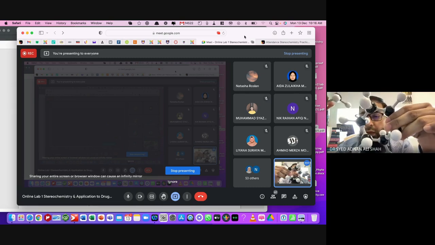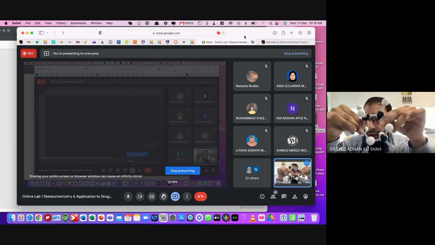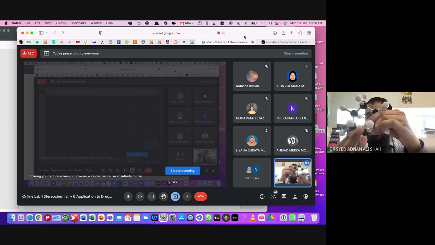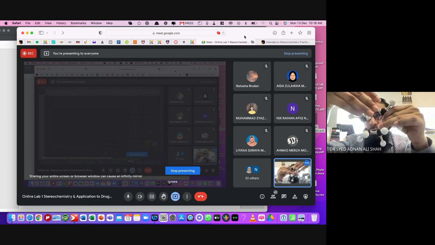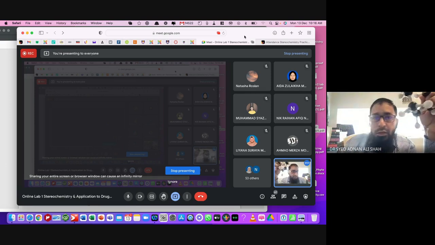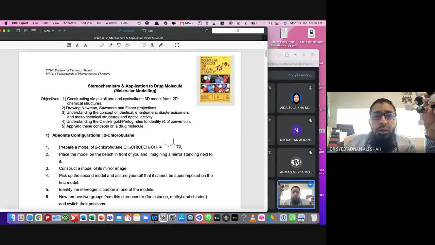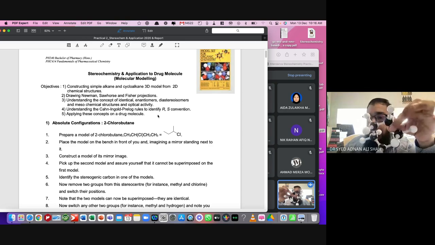So the same way, right? So like this, these are all the single bonds. This is the sp3 single bond, all single bonds in cyclohexane. And then these are the hydrogens. So this is how you can see, in the series here in this practical, construct simple alkane and cycloalkane in 3D model, right? So 3D model.